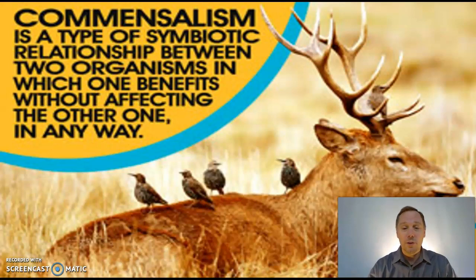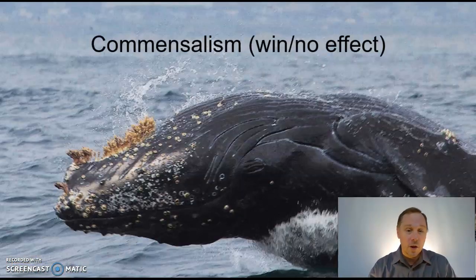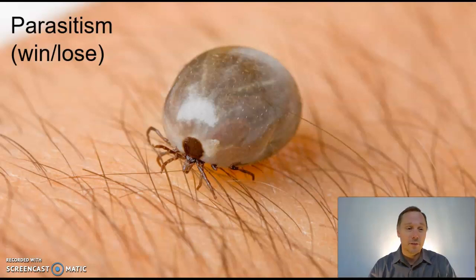All right, so these birds get a nice place to look around, and the deer doesn't really care, is not affected one way or the other. The barnacle growing on this whale's nose gets to see the world for free, and the whale doesn't really have much to say about it, doesn't really care. That's commensalism, right? The third type is called parasitism.